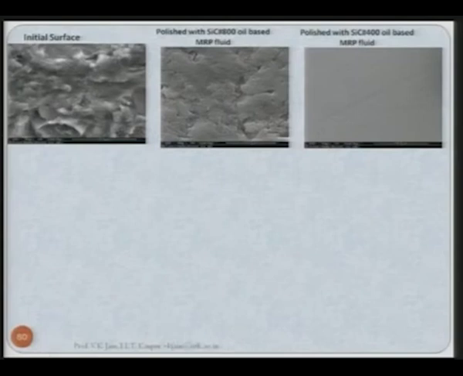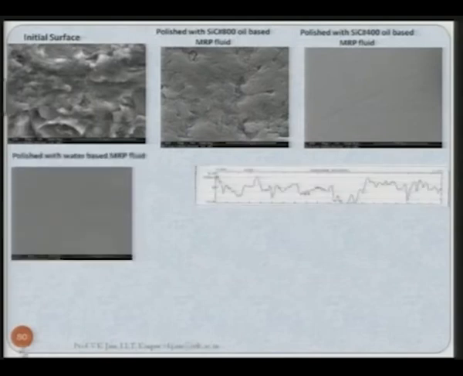So, you can clearly see the improvement in the surface over here, and there is further improvement in this particular surface, but here you can see some defective marks which are really not acceptable when we are talking of nano or sub nano finishing. Then we polished it with the water based MRP fluid and cerium oxide as the abrasive particles, and you can see the qualitative difference in this surface and in this particular surface.